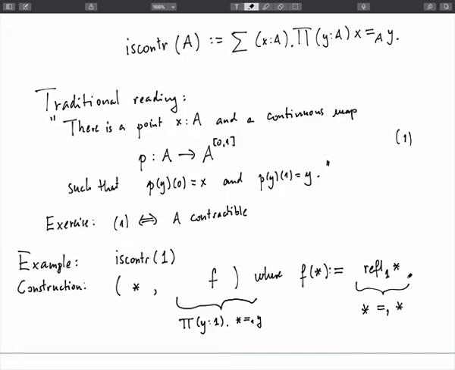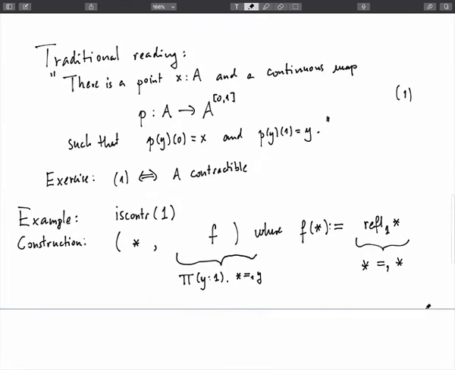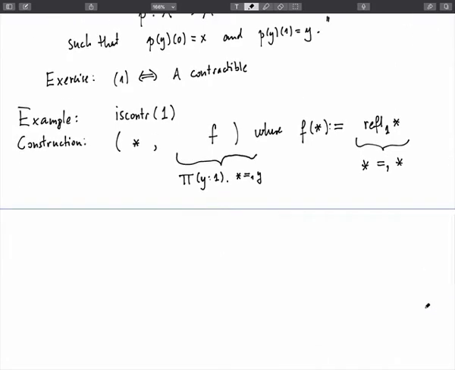Okay, so this was an exercise, how you could do this. Okay, so that's contractibility. And now the next step is called H levels, or homotopy levels, or truncation levels.